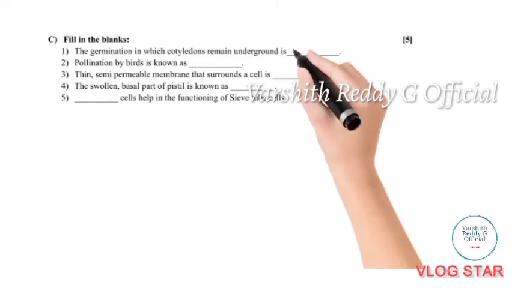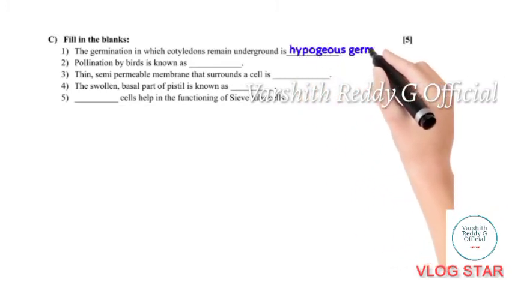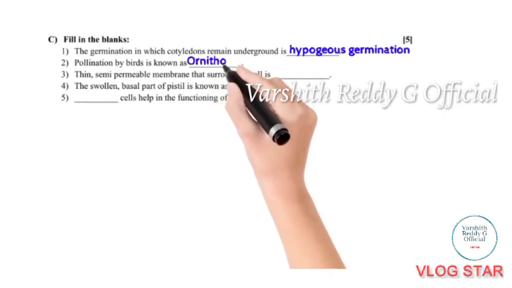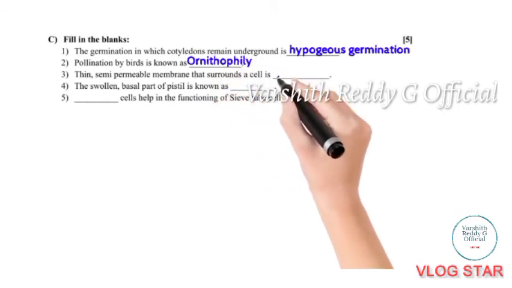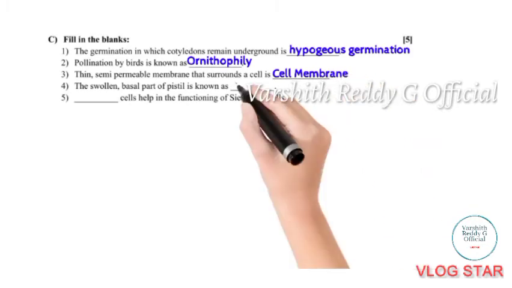Question number 1. The germination in which cotyledons remain underground is dash. The answer is hypogeal germination. Second question. Pollination by birds is known as. The answer is ornithophily. Third question. Thin semipermeable membrane that surrounds a cell is dash. The answer is cell membrane.